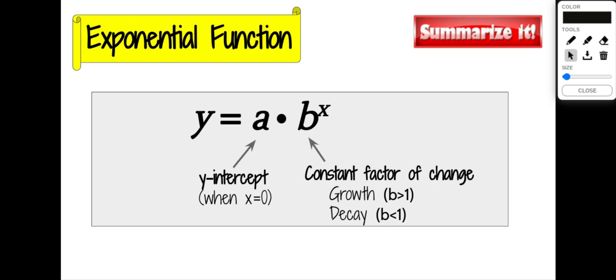There we have it. So just in summary, this was the exponential function. And if you didn't get a chance to fill all this in the top of your notes, you want to be sure that you pause the video now and do that. Our A is our y-intercept when x is 0, and our B is our constant factor of change. We learned that if the B is bigger than 1, it's exponential growth. And if the B is smaller than 1, it's going to be the decay.